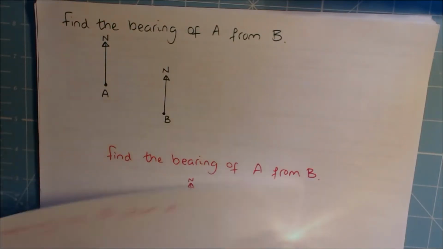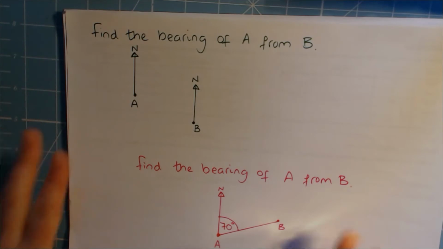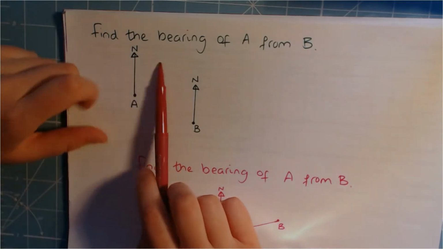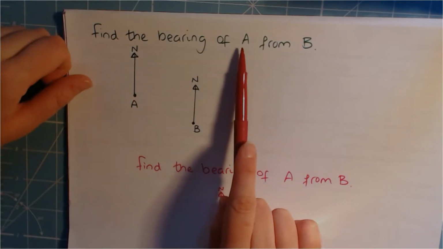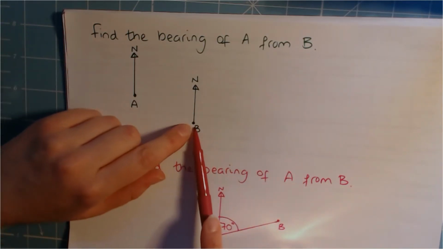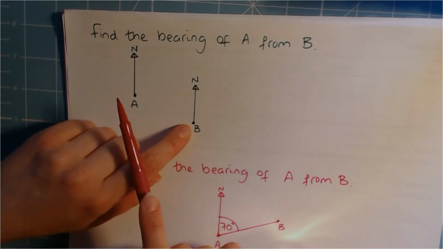Now then, what about these ones? Okay, a little bit different. It's the same principle, absolute same principle, but we have to perhaps put another step in with these. So now we're going to find the bearing of A from B. Okay, so we're going from B this time. We're starting here, B's here. We want to find out what do we have to turn to get to A.